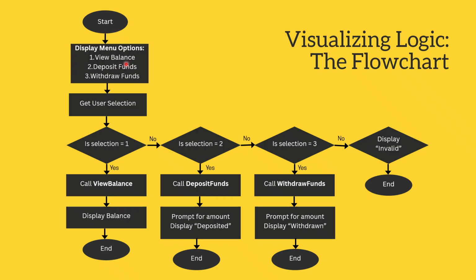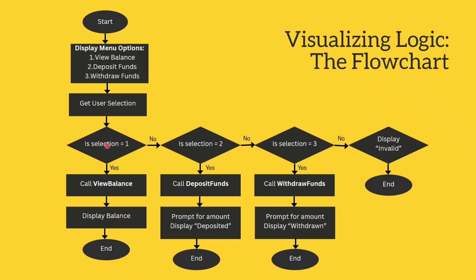Then we have the display menu. So we use a rectangle and we have display menu options, and then we list all of the different options. Then we have the get user input. This is also another rectangle with get user selection. So we're getting whatever selection they've chosen from the menu.